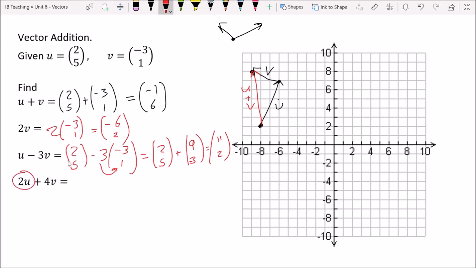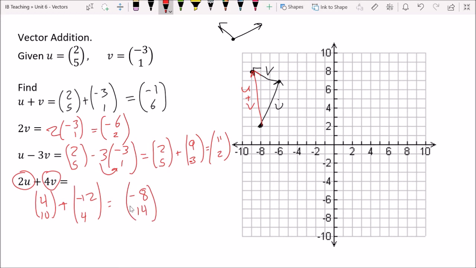So I'm going to write down 2u at first, meaning all I'm going to do is look at u and double the numbers. So double 2 becomes 4, double 5 becomes 10. Then I'm going to put the plus like it says. Then I'm just going to multiply the v values by 4. So v is negative 3 multiplied by 4 is negative 12. And 1 multiplied by 4 gives me 4. Add them together and I get negative 8 and 14.